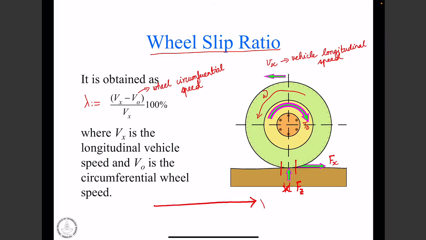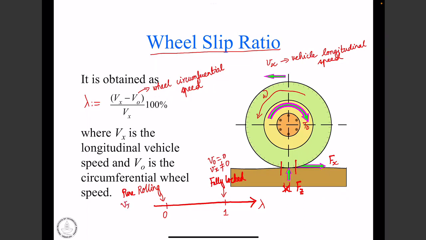Lambda during braking, when defined by this formula, typically varies between 0 and 1. The value of 0 corresponds to a pure rolling motion. Pure rolling motion means Vx is equal to V0, so obviously lambda becomes 0. And lambda equals 1 or 100% corresponds to a fully locked wheel. What do we mean by a fully locked wheel? V0 has become 0, but Vx is not equal to 0. So consequently, lambda becomes 1.